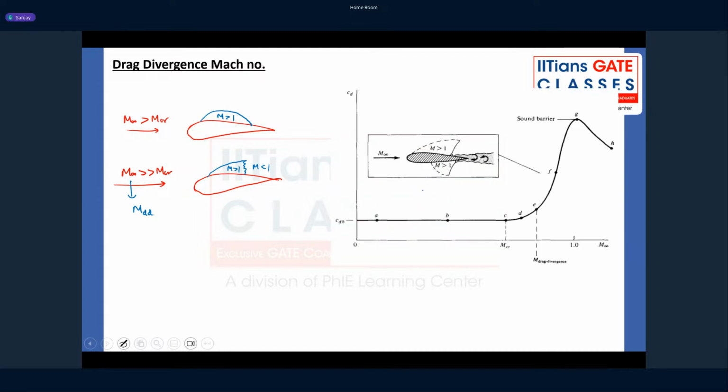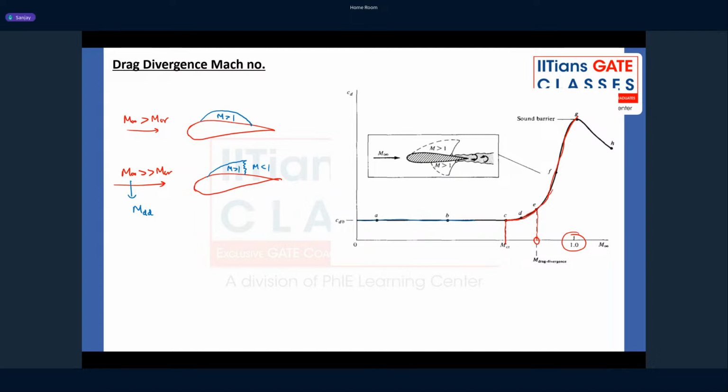So you can see here, the CD is initially constant with Mach number, but after the critical Mach number, the drag slowly starts to rise, because there is supersonic flow. And once the supersonic pocket is broken by a shock, there is a normal shock standing on the aerofoil surface, you have a drag divergence Mach number. Right after that, the drag starts to shoot up suddenly. It increases so much that close to Mach 1, the drag is maximum.